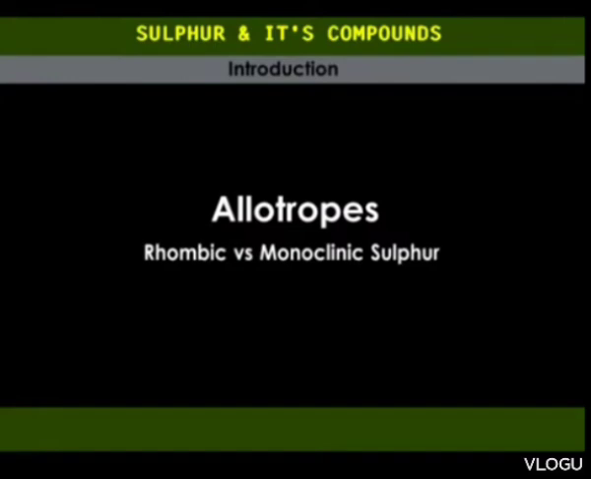Allotropes of sulfur. Allotropes are different forms of an element but in the same physical state. Solid sulfur exists in 2 different crystalline forms. These are called rhombic sulfur and monoclinic sulfur. Both forms are made up of pure sulfur. They differ in the shape and heat stability of their crystals.